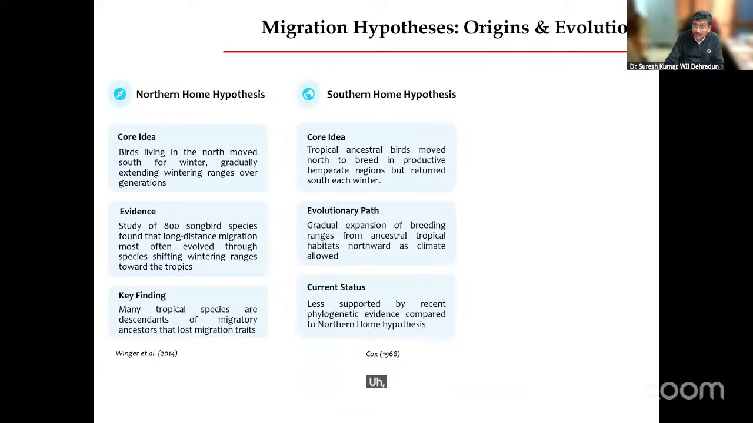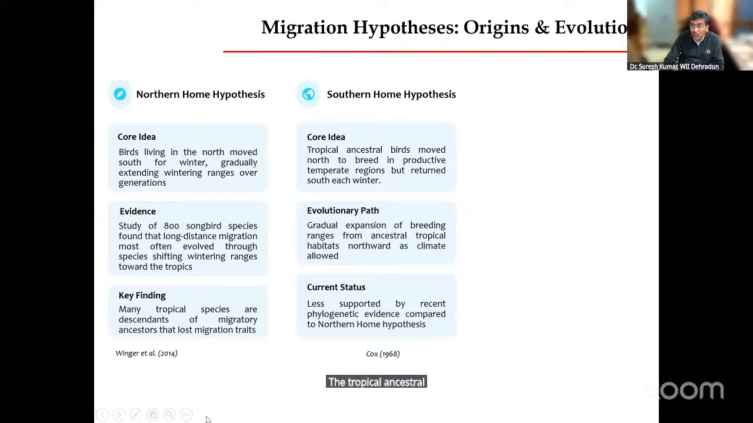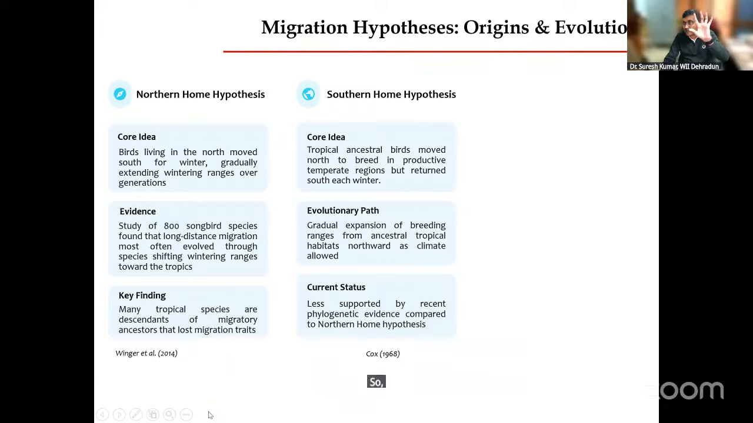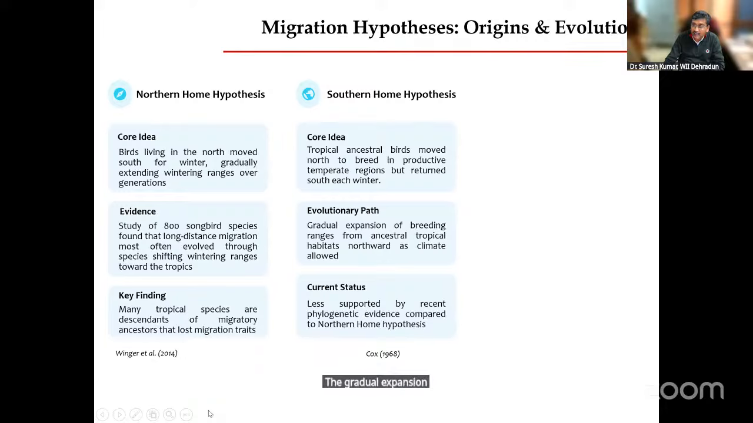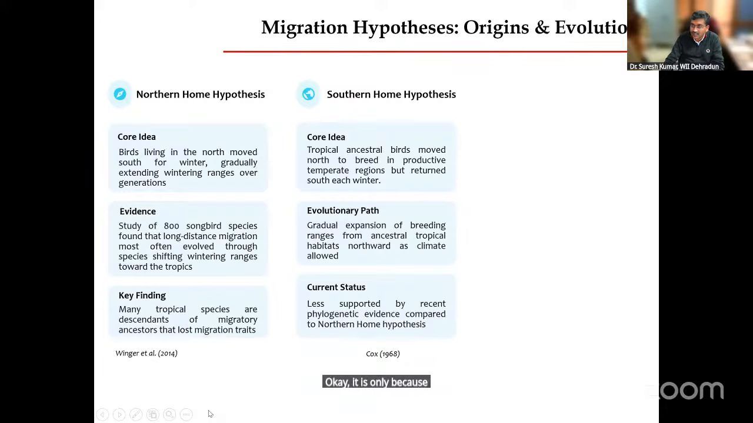The opposite of this is the southern home hypothesis, which basically states that the tropical ancestral birds moved north to breed in productive temperate regions, but returned south each winter. So the northern latitudes is definitely productive during a certain time of the year. So these birds moved up, but then have to come back because it's harsh. The gradual expansion of breeding ranges from ancestral tropical habitats northward as climate allowed. Okay, it is only because of changes in climate.